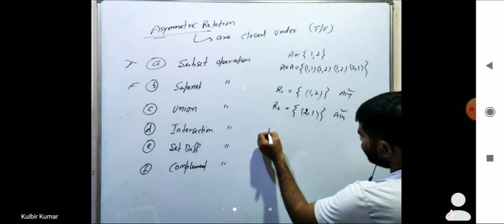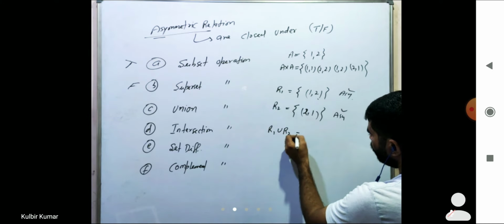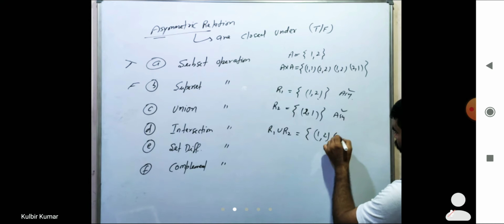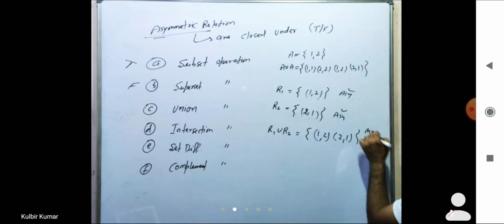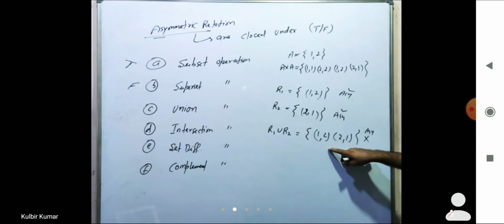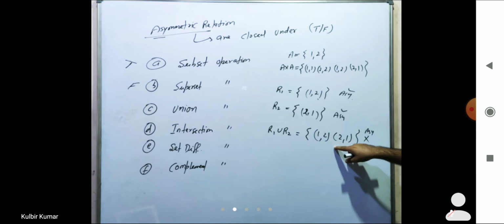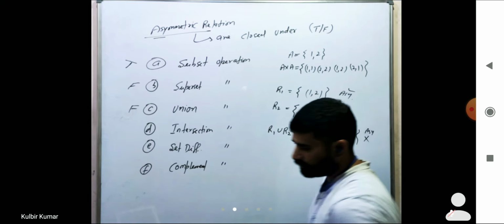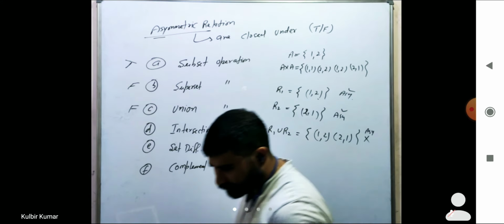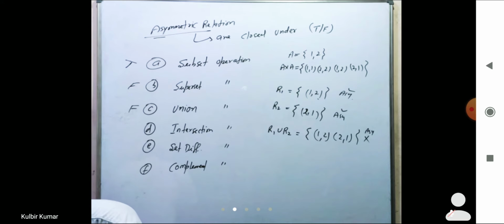If I take the union of these two, R1 union R2, which is equal to (1,2) and (2,1), but this is not asymmetric. So finally what we can say is that the asymmetric relation is not closed under the operation union. Okay, we got a counter example, meaning this statement is also false. Someone had also said true, but it is false. C is not true.